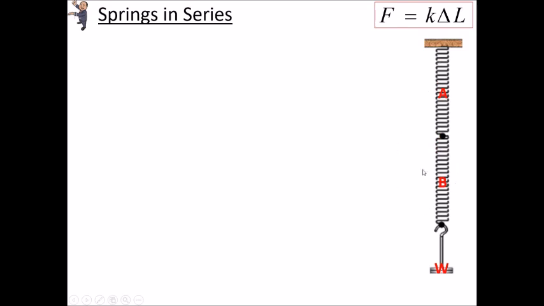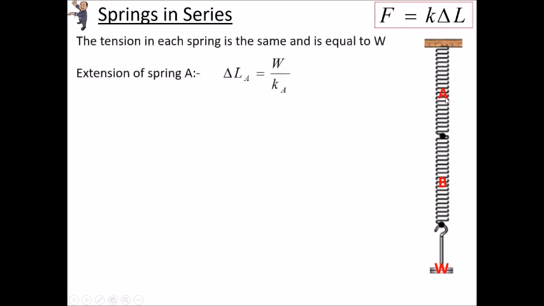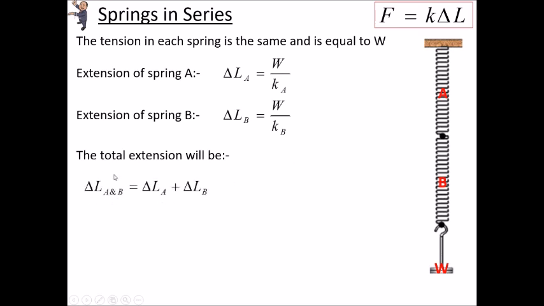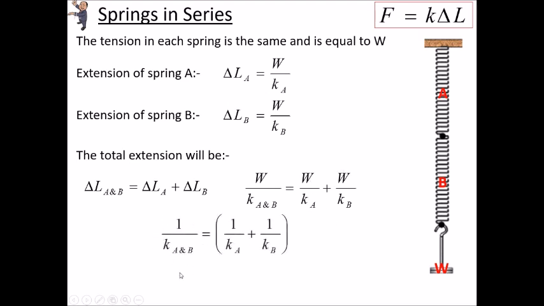If we do the same for a series arrangement, now both of these are taking the weight of W. Spring A doesn't really know that spring B is there. If you put this weight straight onto spring A, it would have the same tension in it. So spring A will stretch just the same as before, and spring B will also stretch, it just thinks something's holding it up here. So they'll both stretch the same. So the change in length for A and B is the change in length of A plus the change in length of B, which means that W divided by the spring constant for the two springs is W over Ka plus W over Kb, which means 1 over Kab is 1 over Ka plus 1 over Kb.